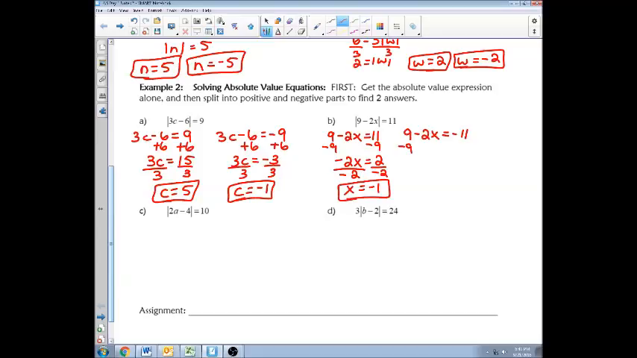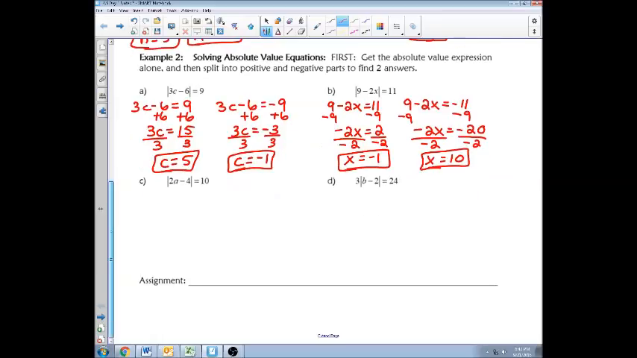Here I can subtract 9, negative 2x would equal negative 20. Divide by negative 2, x would equal positive 10. All right. Moving on to C.